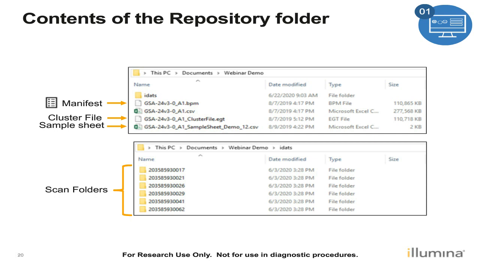So this is just considered a best practice, but it's up to you how you want to store your files if you know where elsewhere they're located in the computer. So for this particular example, I have the manifest, cluster file, and sample sheet all in one folder. And then I have an IDATS folder, which is the parent folder that contains all the individual scan folders.